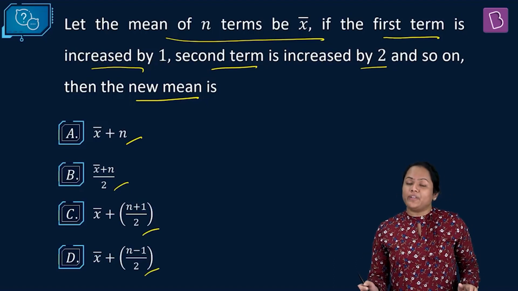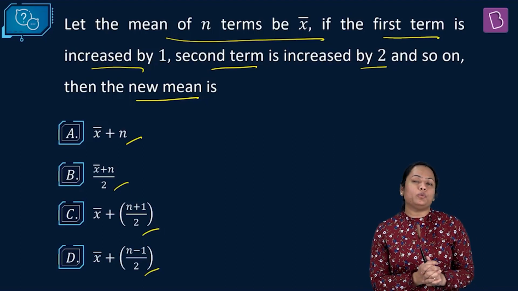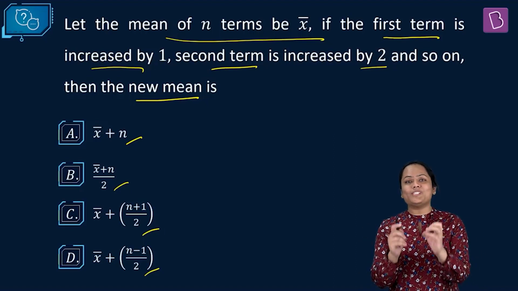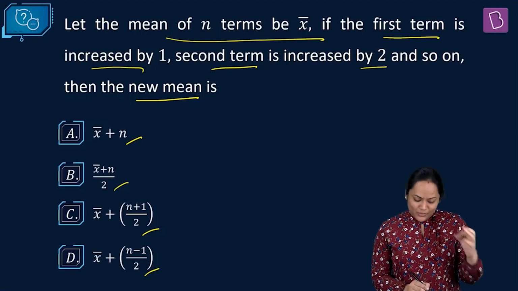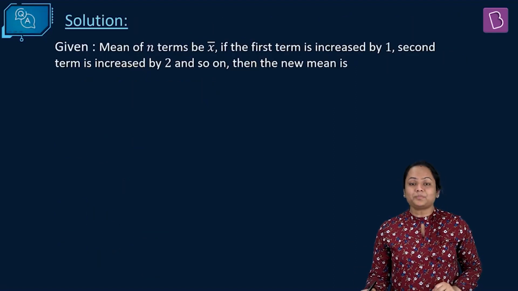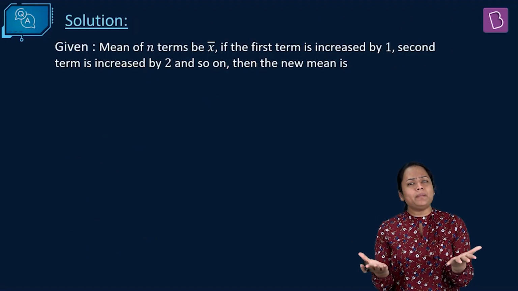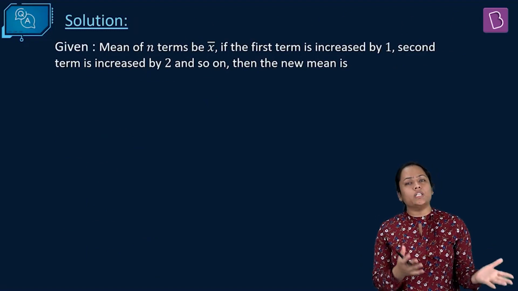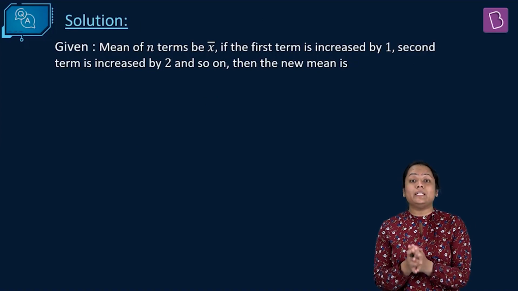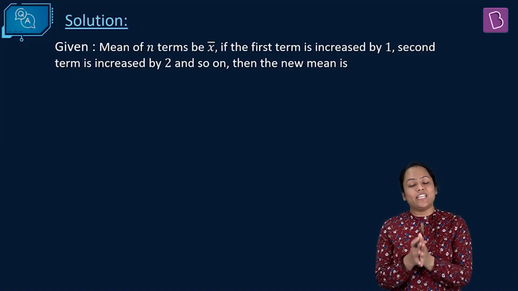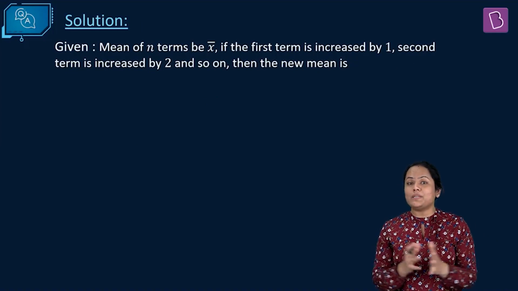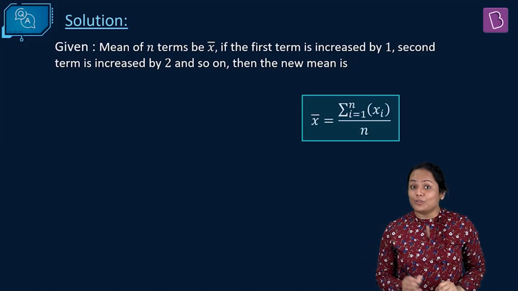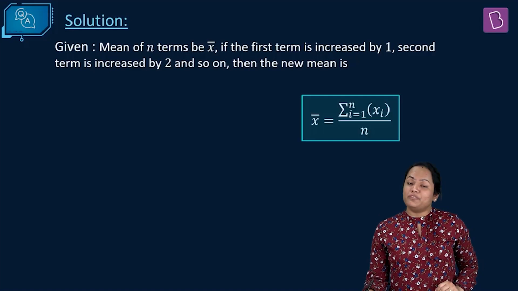Okay, so I have to find the new mean. How am I going to do that? Well, first of all, we have to recall what the formula for mean was, isn't it? So let's start by doing that. What was the formula for mean? Mean basically is average, right? And you have studied average in your earlier classes also. You have studied mean in your sequence and series chapter also. Mean is basically summation of all the data divided by number of terms, right? So this is the formula for mean.